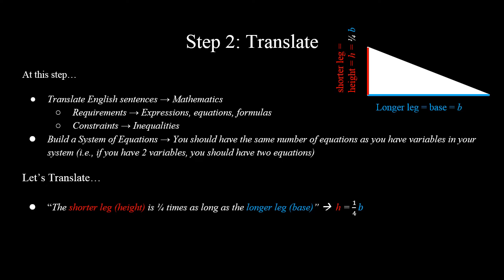Well, whenever you see the word is, that's implying equality. So our sentence says the shorter leg, which is the height, is 1/4 times as long, which means that we're going to write that the height equals.